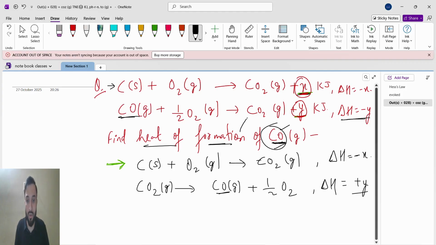Because we have to do the formation of CO. Formation means on the product side we want the CO, but in the second reaction CO is on the reactant side. We will reverse it, so the reactant goes toward the product and the product comes toward the reactant. Whenever we write like this, delta H will be reversed. It was minus, so it will become plus. If it had plus, it would become minus. Now you can see this is the formation of CO. We are getting the CO on this side.